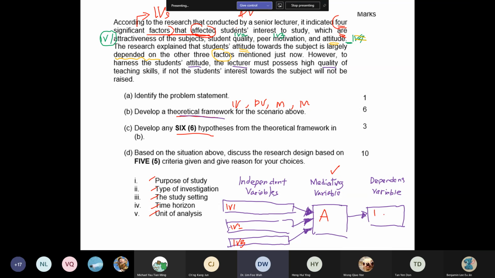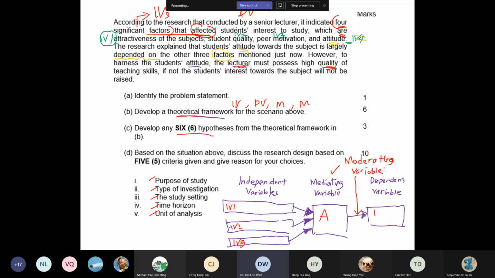But don't forget that in this scenario we have one moderating variable here. If you still remember how to draw the moderating variable, it should touch the line. It will not touch any box in the research framework. It only touches the line. We call it a moderating variable. In this case, the moderating variable will be the lecturer quality.